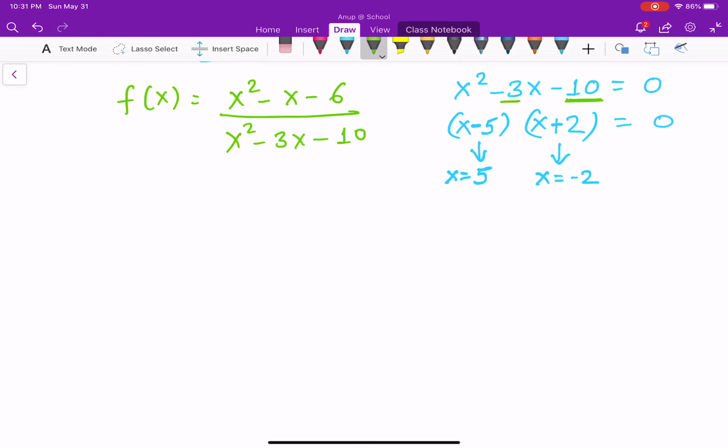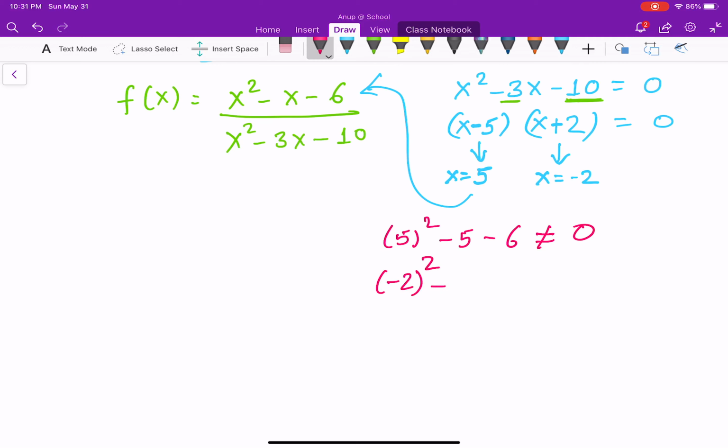But let's plug these numbers into the numerator and see if the numerator is 0. Let me plug 5 in, so I get 5 squared minus 5 minus 6. So 5 squared is 25, minus 5 is 20, minus 6 is 14. So this is not equal to 0. But when I plug in negative 2, let's see, the square of negative 2 minus negative 2 minus 6. The square of negative 2 is 4, and negative negative 2 will be positive 2, minus 6. Wow, so this is actually equal to 0.